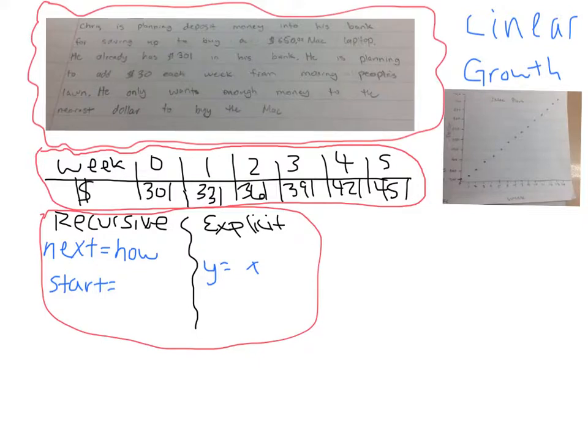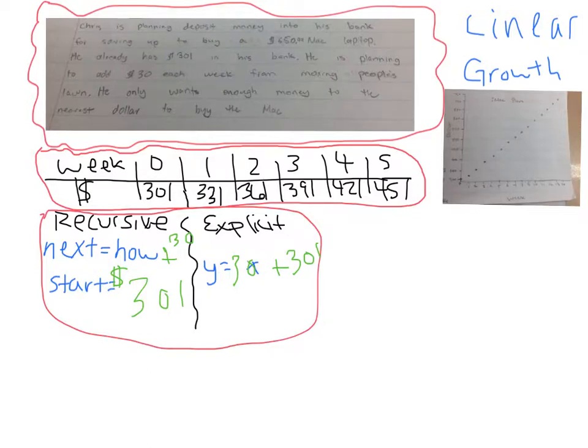It shows each week he gains $30 and the start value is $301. For the recursive rule, next equals now plus 30, and the start value is 301. For the explicit rule, y equals 30x plus 301. This is because each week he's getting $30 and that represents the x value, and the start value is b, which represents $301.